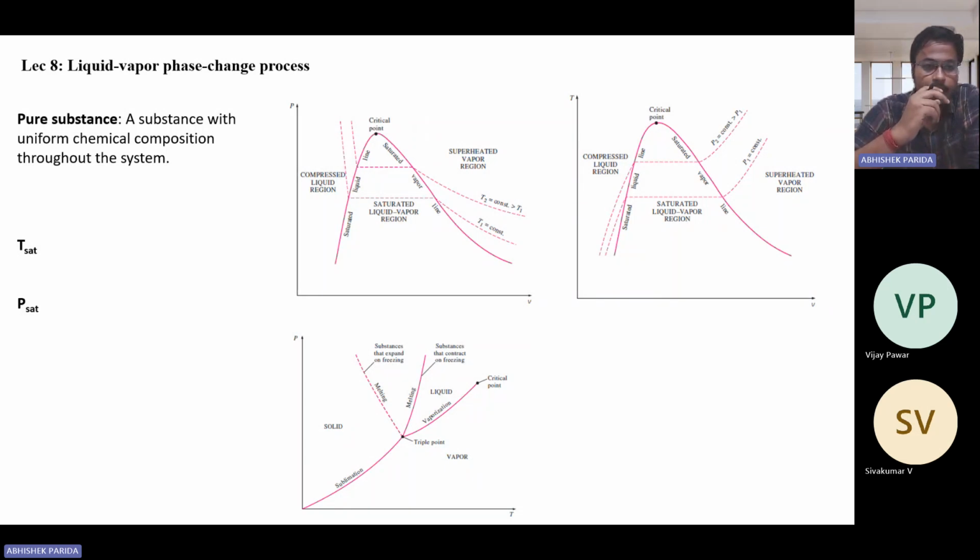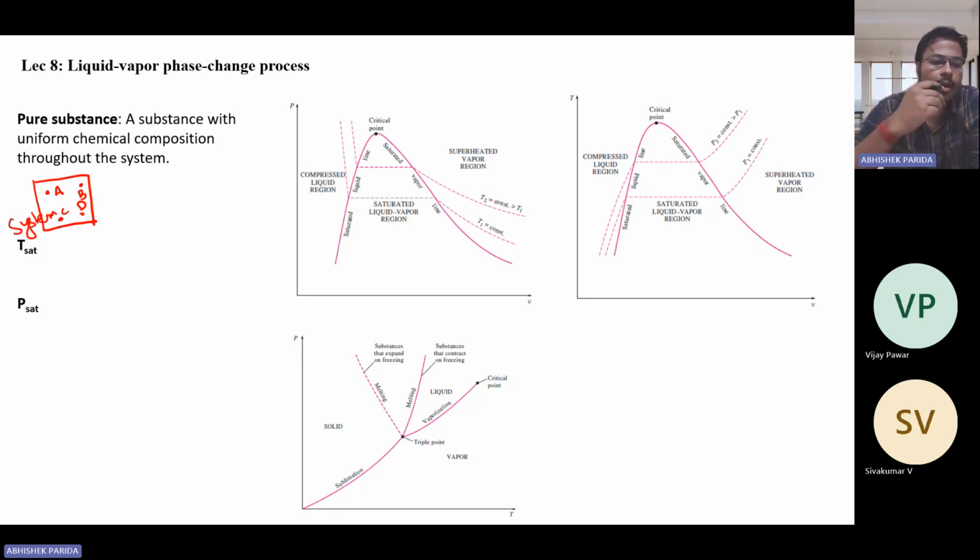Now if you see, we first started with what are pure substances. The definition goes like this: it is a substance which has a uniform chemical composition throughout the system. This definition might sound a little bit confusing, so I would like to make it simpler. Let us take a system or a container. We should be having the same chemical composition at all the places, like at A, B, C, D.